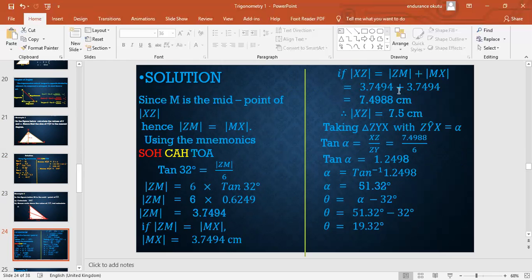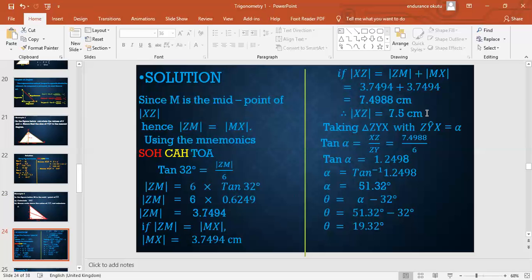XZ is the summation of the length of ZM plus the length of MX. So we can add it up, 3.7494 times 2, or we add it in 2 places. That will give us 7.4988, approximately 7.5, either to 2 significant figures or 1 decimal place.